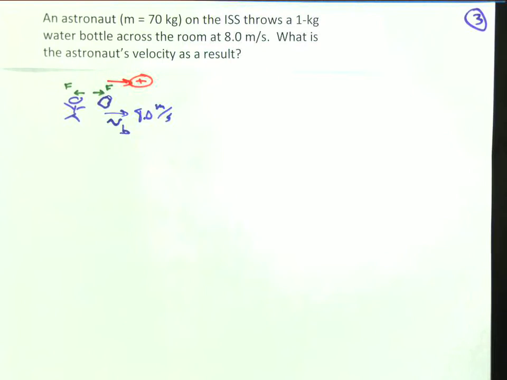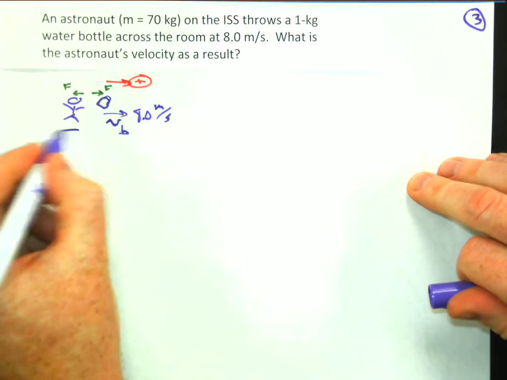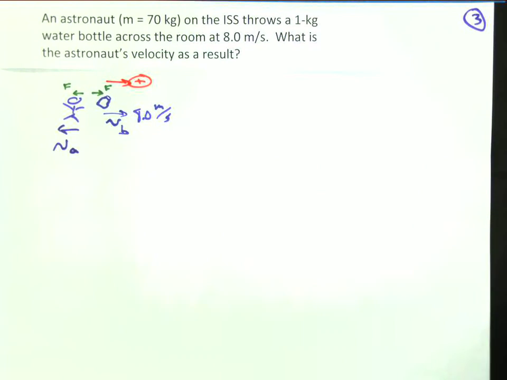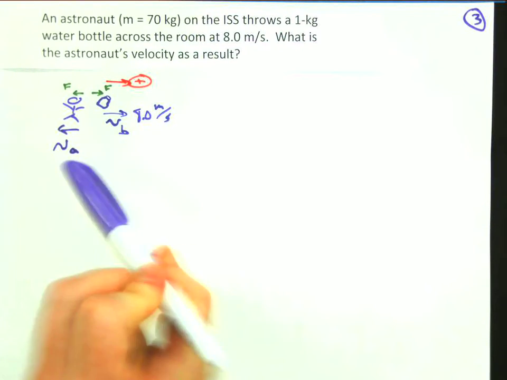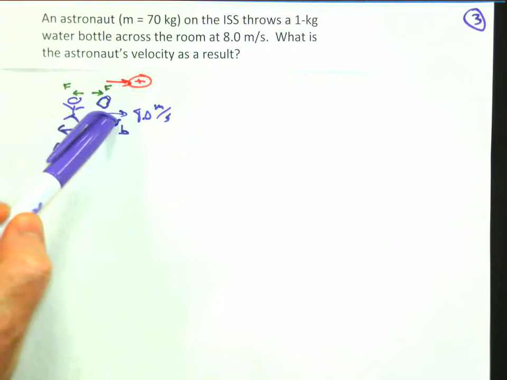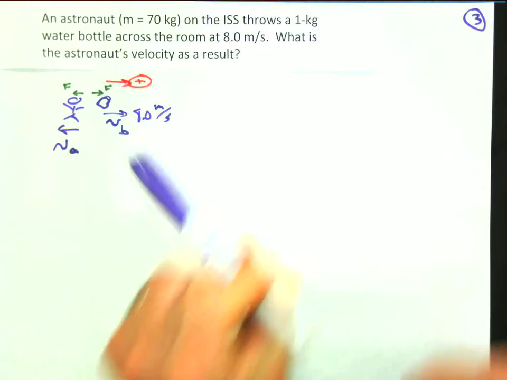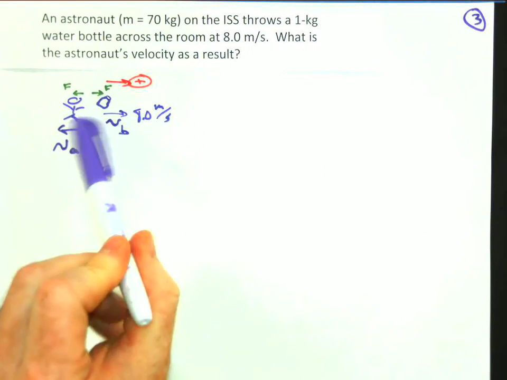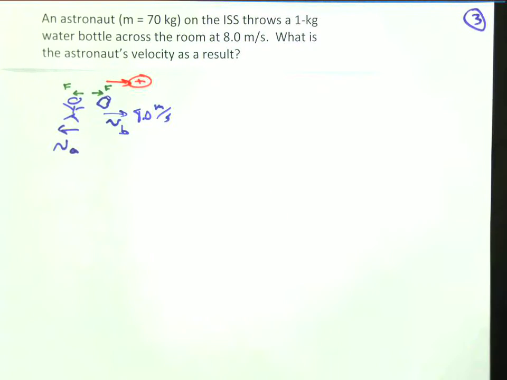What we want is to know the velocity of the astronaut in the other direction. The astronaut will have a velocity. The astronaut will recoil the other way. It's a weird thing to say it like that, right? We're not used to talking about the recoil of an astronaut. Guns have a recoil. But it's the same principle. If this were a bullet and this were a gun, the bullet goes that way, well, the gun goes that way, right? Water bottle goes to the right. Astronaut must go to the left. And that is exactly what happens.